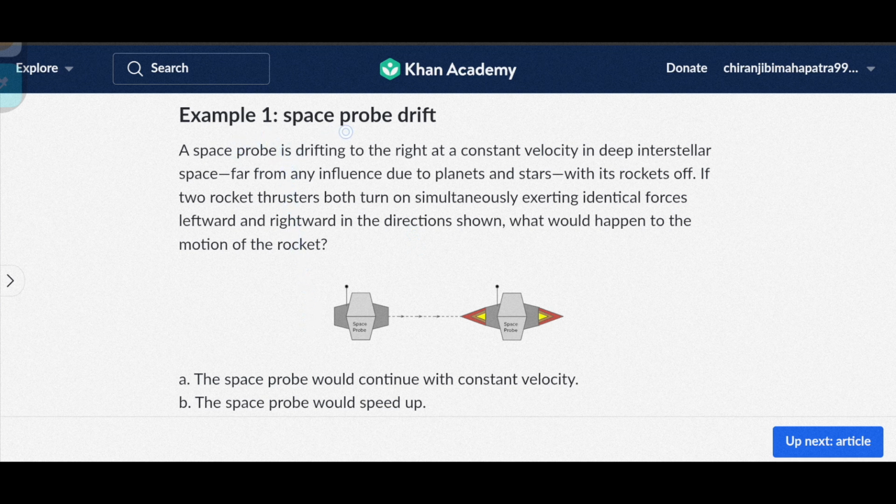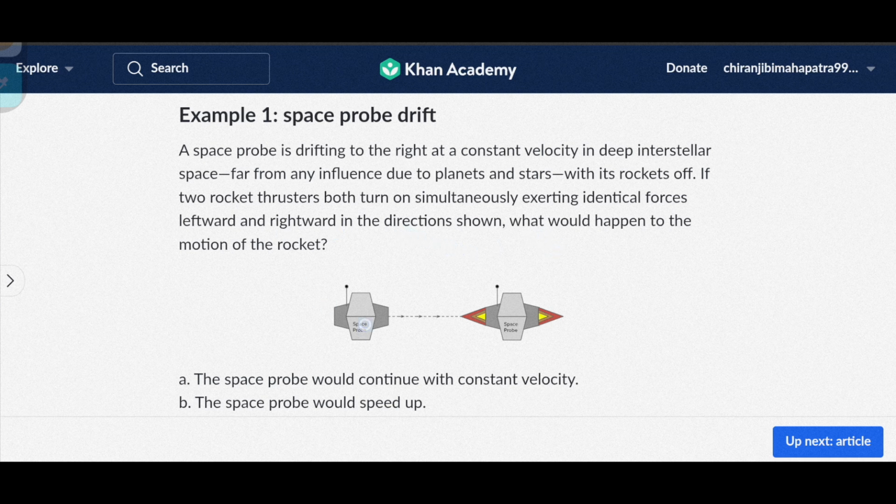Example one: space probe drift problem. A space probe is drifting to the right at a constant velocity in deep interstellar space, far from any influence due to planets and stars. Okay, with its rockets off, if two rocket thrusters both turn on simultaneously, exerting identical force, leftward and rightward in the direction shown, what would happen to the motion of the rocket?